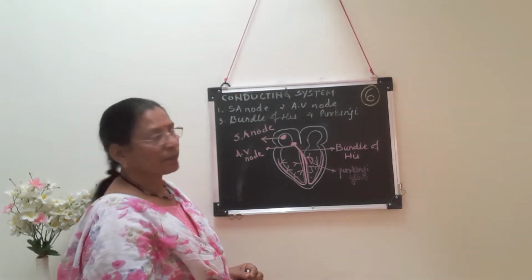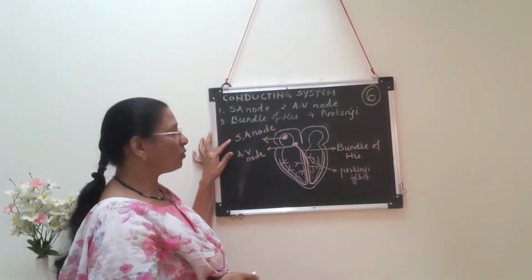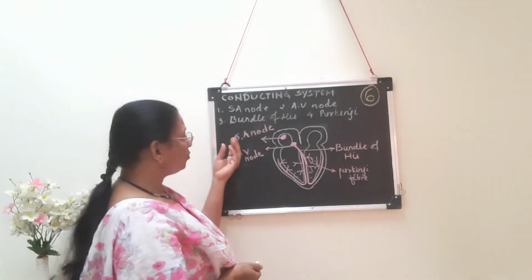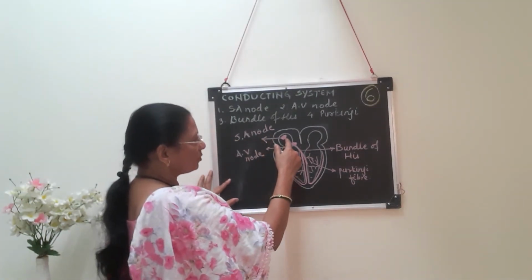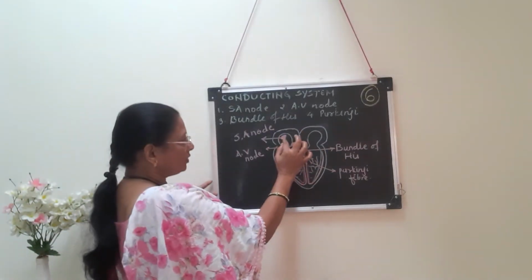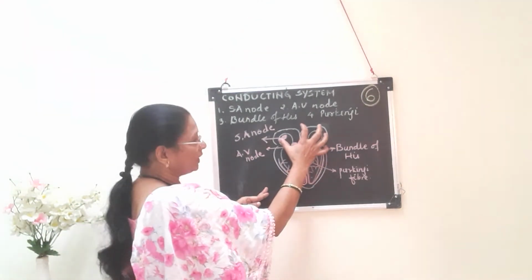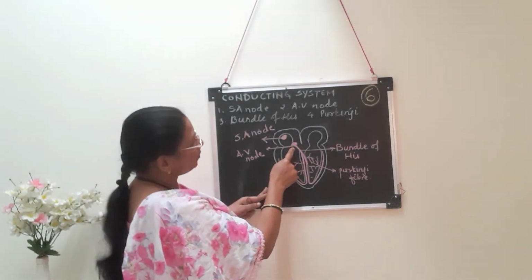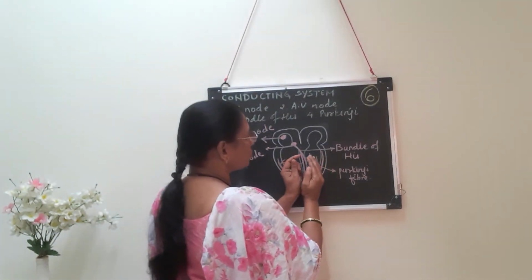How does it work? The function of the SA node is to initiate a wave of contraction, hence it is also called the pacemaker, as it can generate a new wave of contraction. The SA node gives rise to the wave of contraction which spreads over both atria so that they can contract. From the SA node, this wave of contraction goes to the AV node. From the AV node, it goes to the bundle of His and to the Purkinje fibers, so the ventricles can also contract.